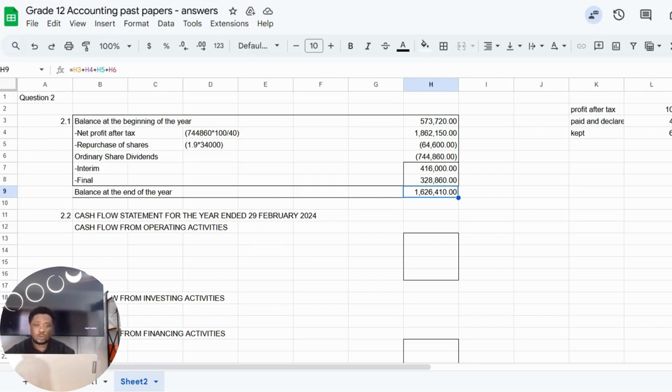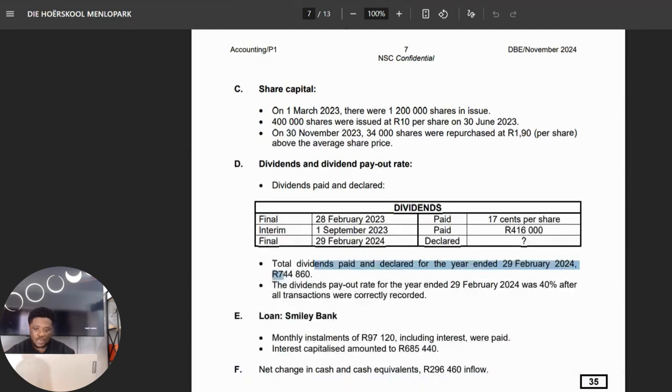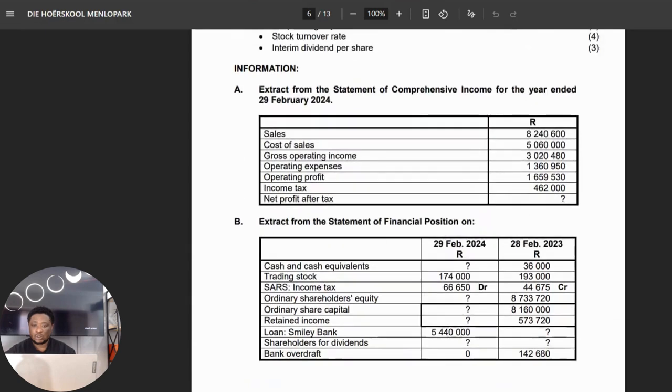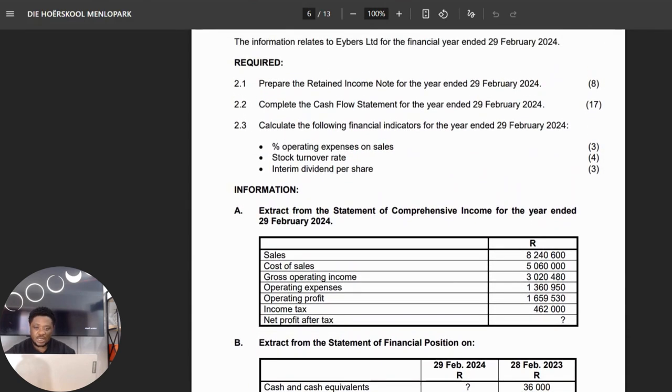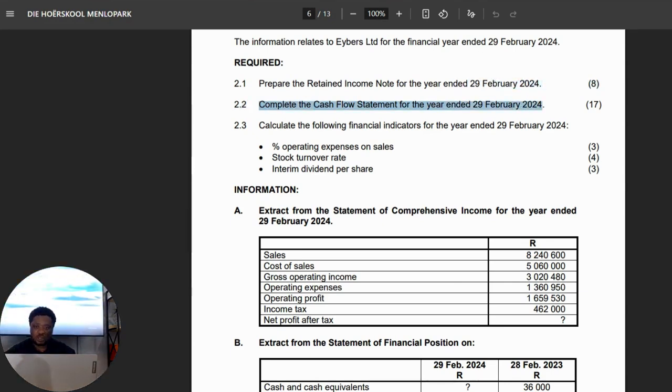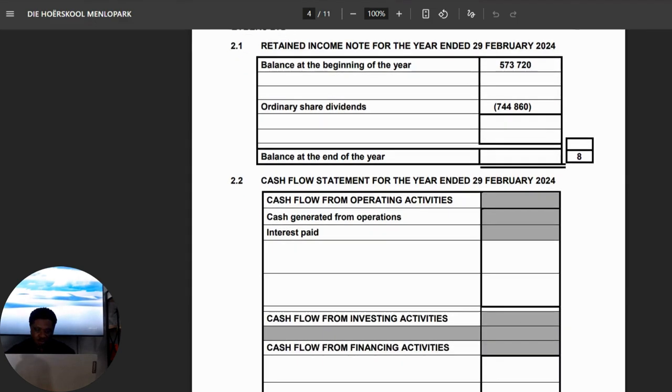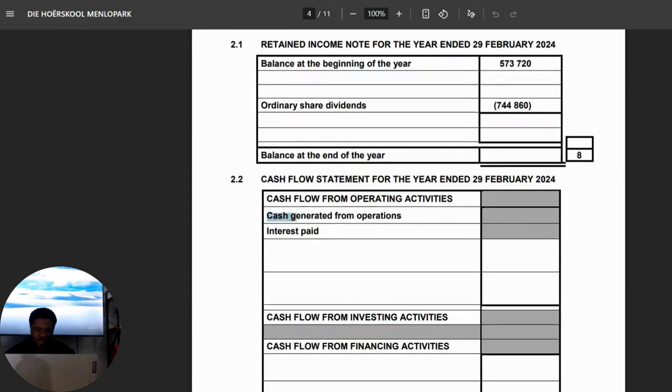Okay, cool. Then let's look at the next question and see what is required from this question here. So the next question is saying that we need to complete the cash flow statement for the year ended 29 February 2024. So just as a heads up, make sure that you can see that here. You can see that these ones have been left in gray.